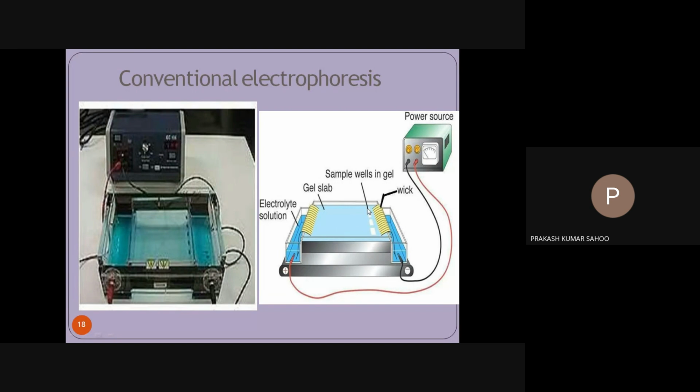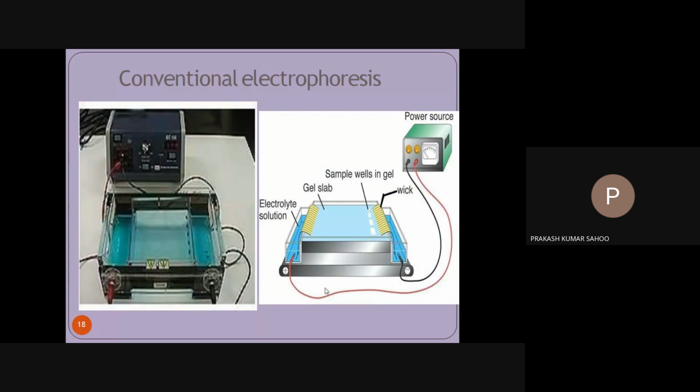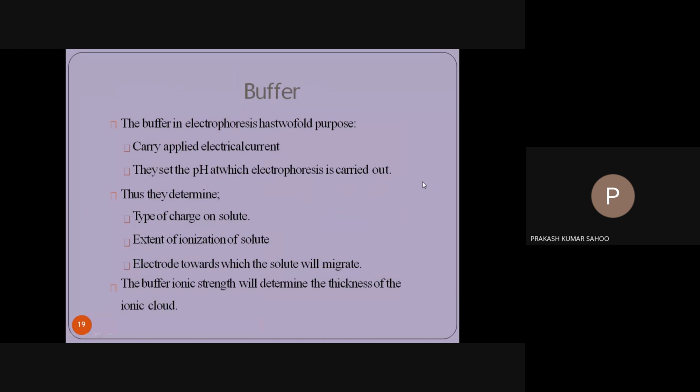By applying the samples here, the different ions will migrate to their respective electrodes, and the electrolytic solution is here and here. This electrolytic solution is directly connected to the two ends of the supplied electricity. The buffer is used to control the pH, and it serves different purposes, including carrying the applied electrical current.